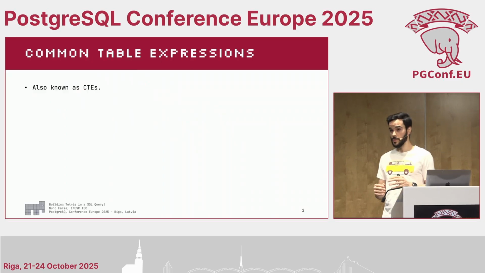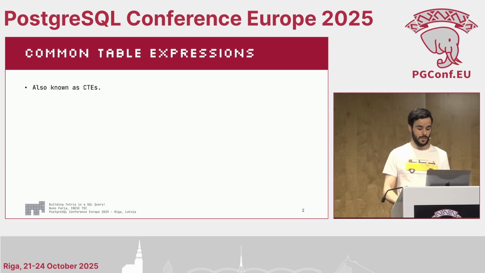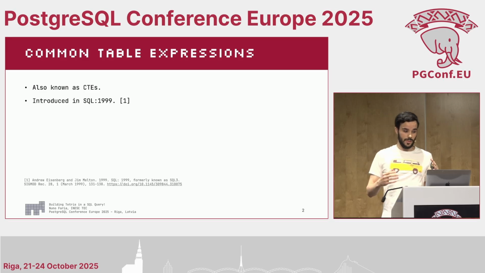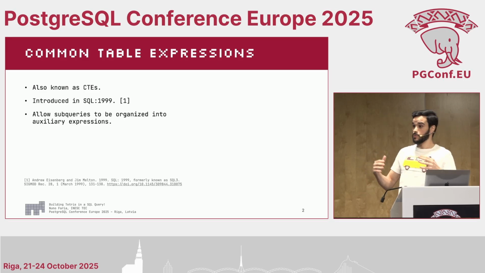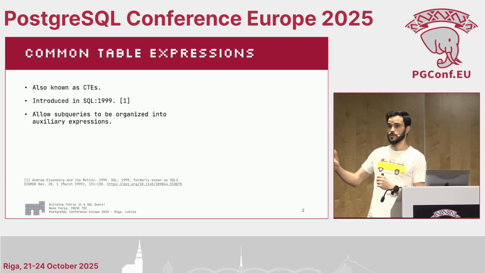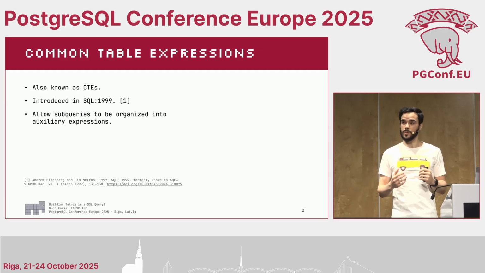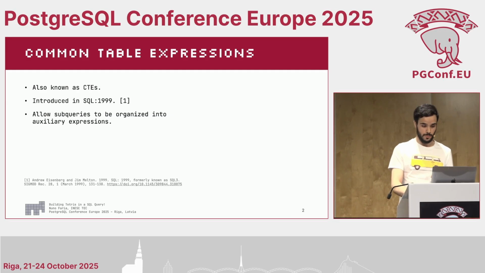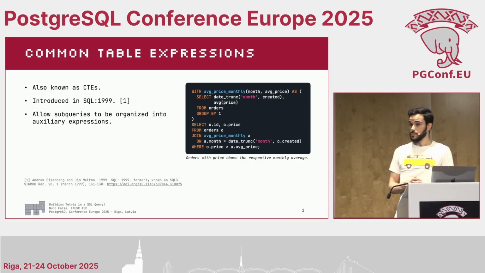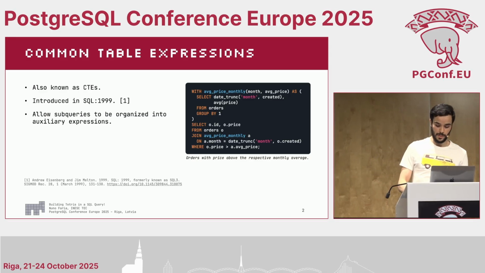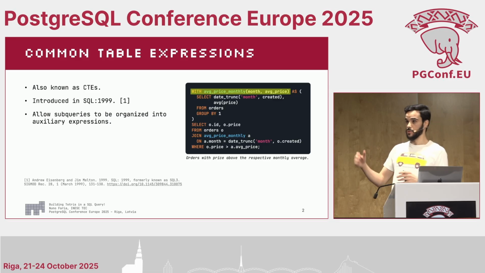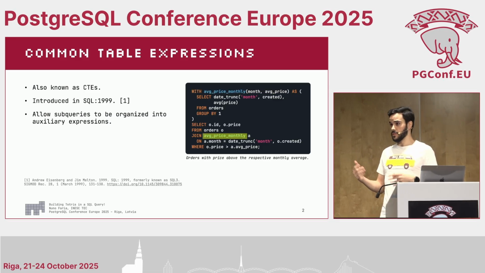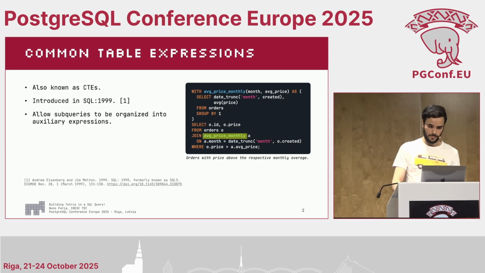Starting with common table expressions, also known as CTEs, they have been in the SQL standard since 1999, so a long time ago, and they allow us to take a subquery and rewrite it as an auxiliary expression, and then refer to it by its name, just like a regular table or view. So in this example here, we create a regular CTE using the with keyword, and then we use it in this join here, just like a regular table or view.